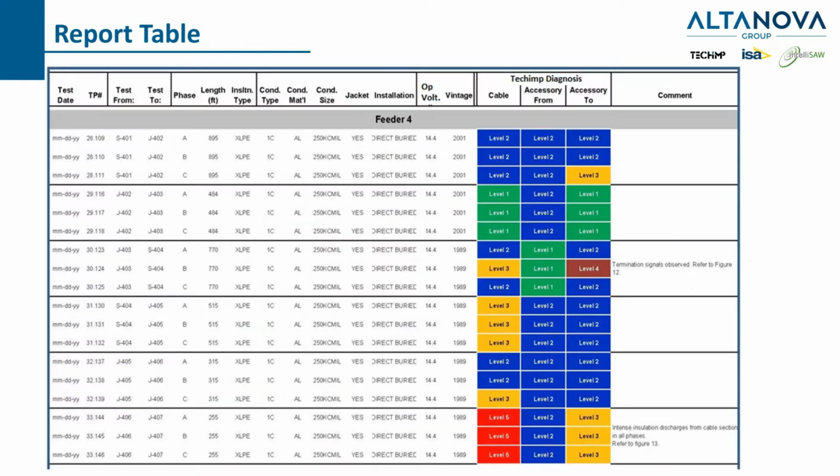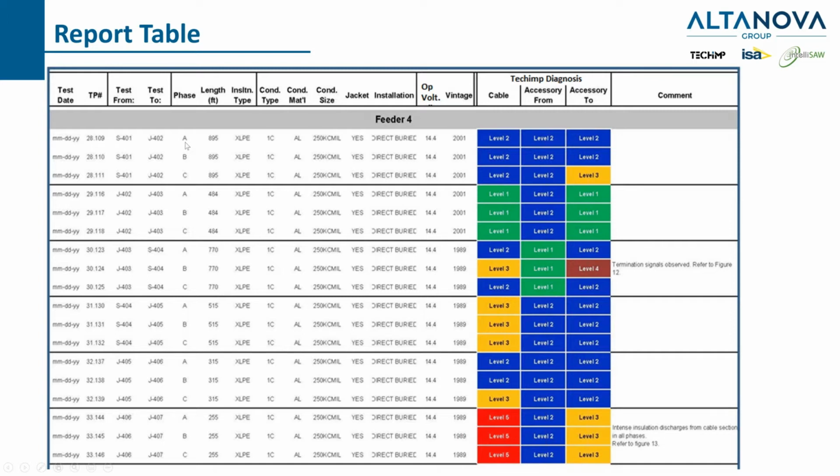So this is the report table, and again, we report not just the cable, but the accessories as well. So let's go over this eye chart. I know this is hard to read, but I'm going to show you something in a minute that's easier. But this is part of the report. It has the test date, and a lot of information on it. It has the test point, switchgear. This goes from the equipment we tested from, and then to. This was switchgear 401 to a junction box 402.